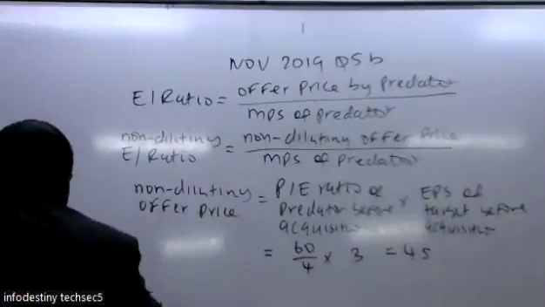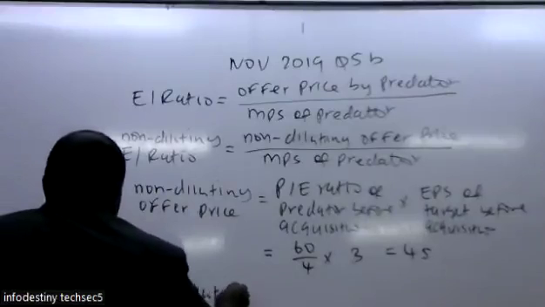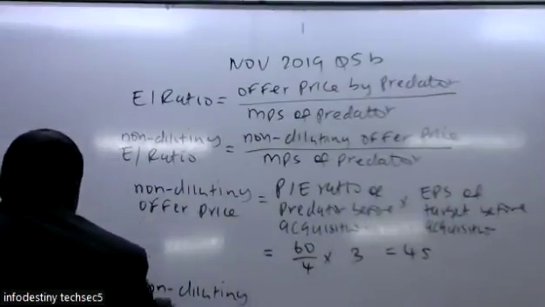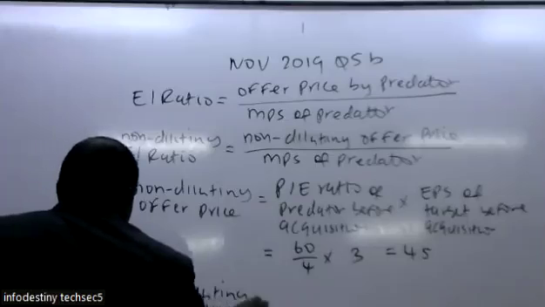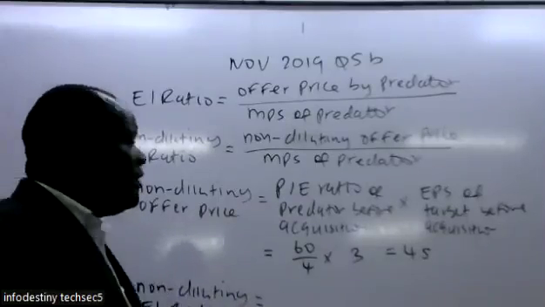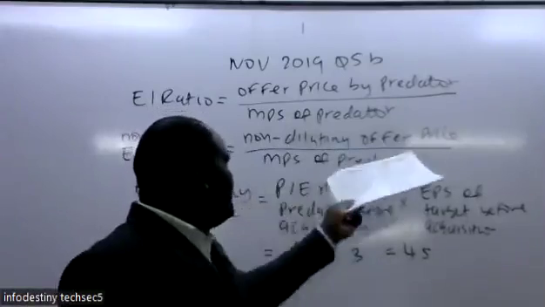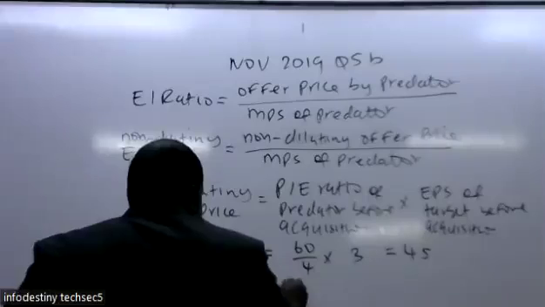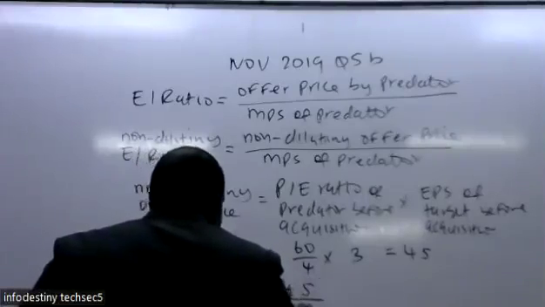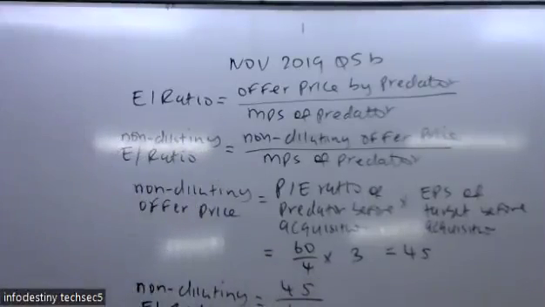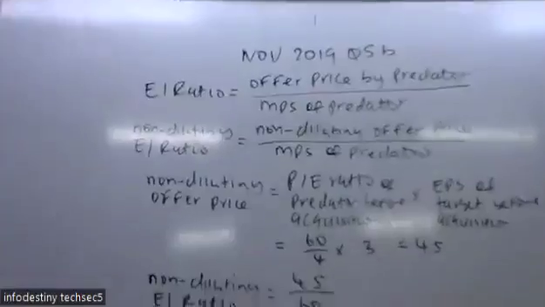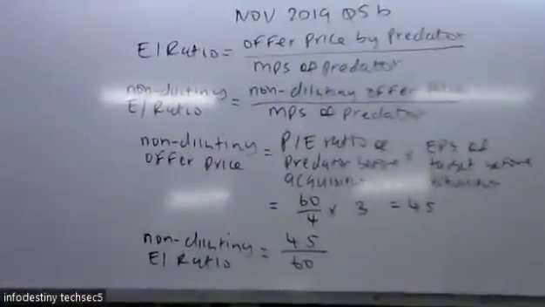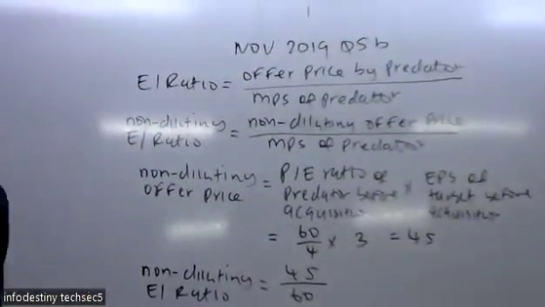So now to compute that particular non-diluting exchange ratio, you take this non-diluting offer price divided by the market price per share of the predator. So that will be 45 divided by 60. You should be able to take the 45, then divide by 60.